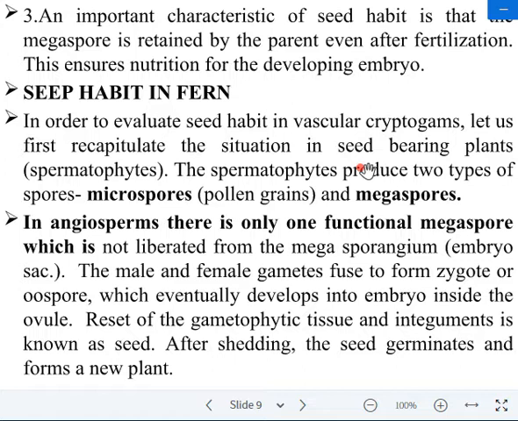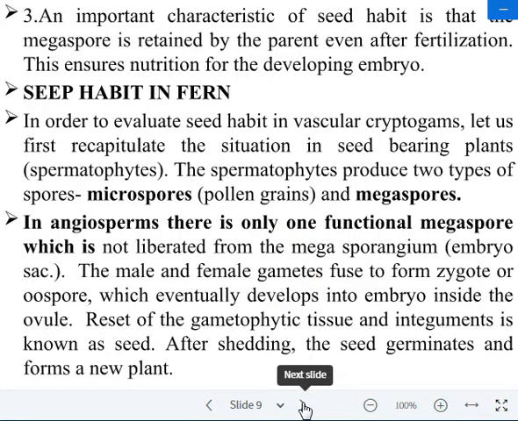One is the microspore and megaspore, which is very similar to seeded plants. In angiosperms, there is only one functional megaspore, which is not liberated from the megasporangium, the embryo sac. The male and female gametes fuse to form the zygote, the oospore, which eventually develops into an embryo inside the ovule. The ovule with the gametophytic tissue and integument is known as seed. After shedding, the seed germinates and forms a new plant. So these are the characteristic features of the angiosperm plant.